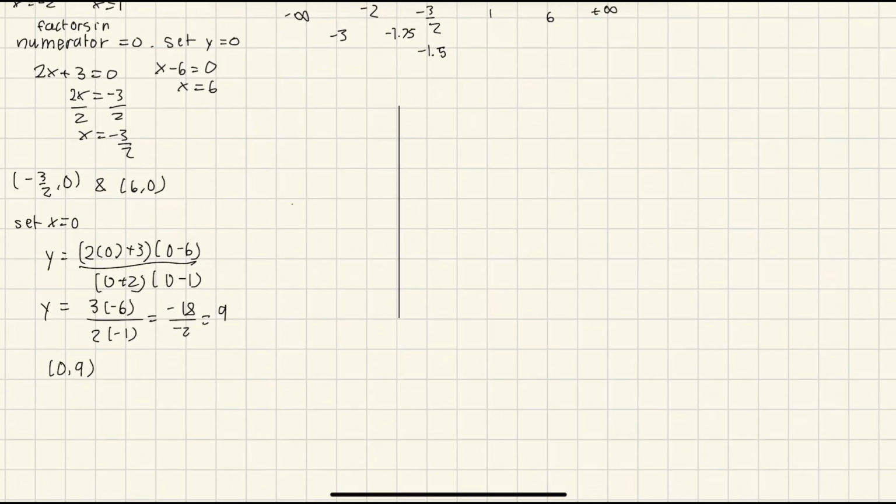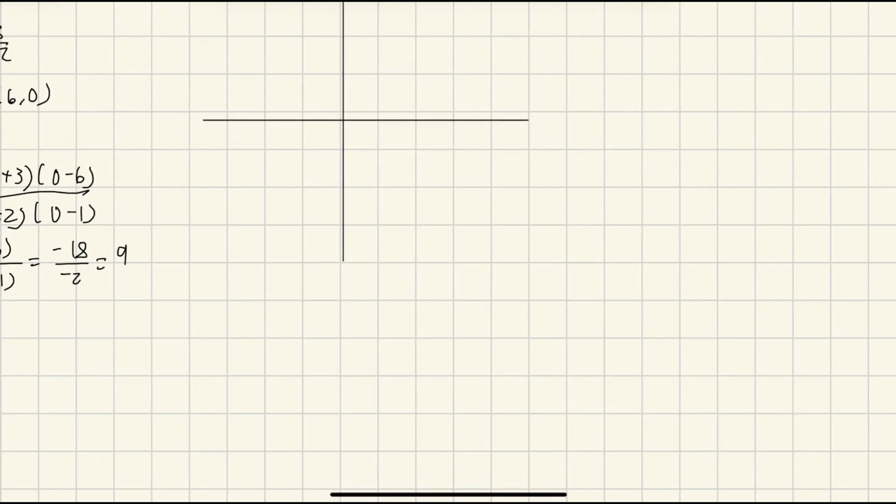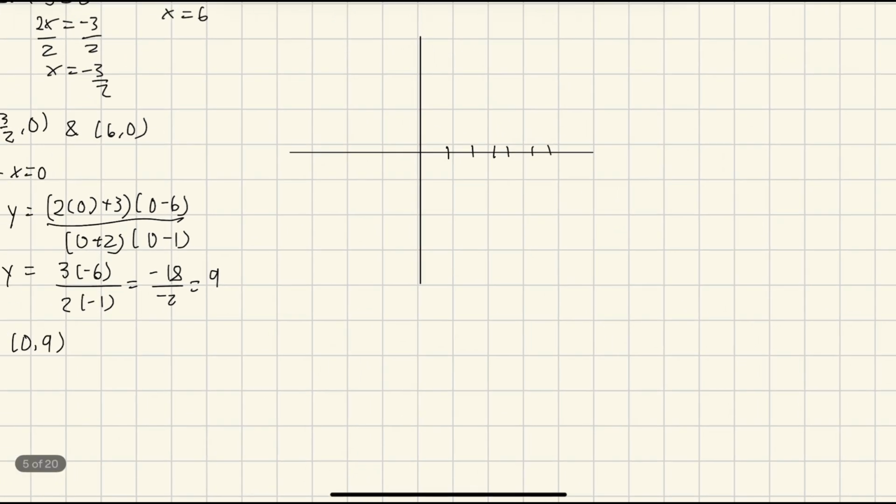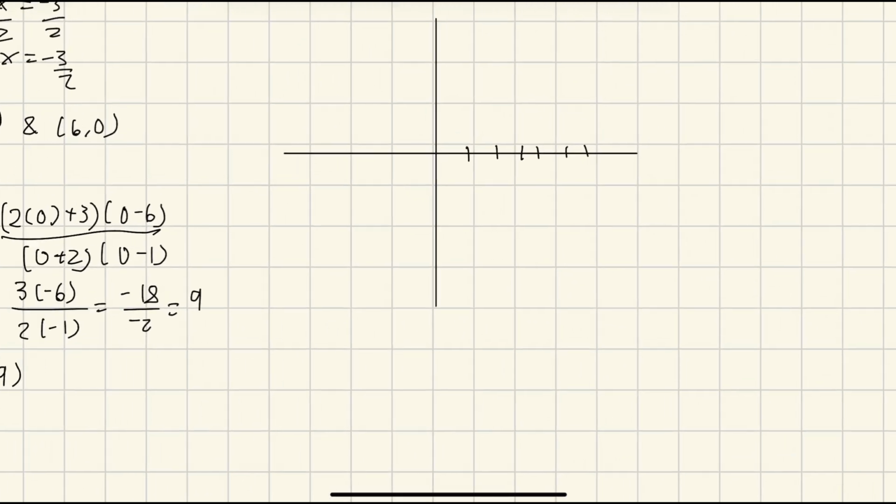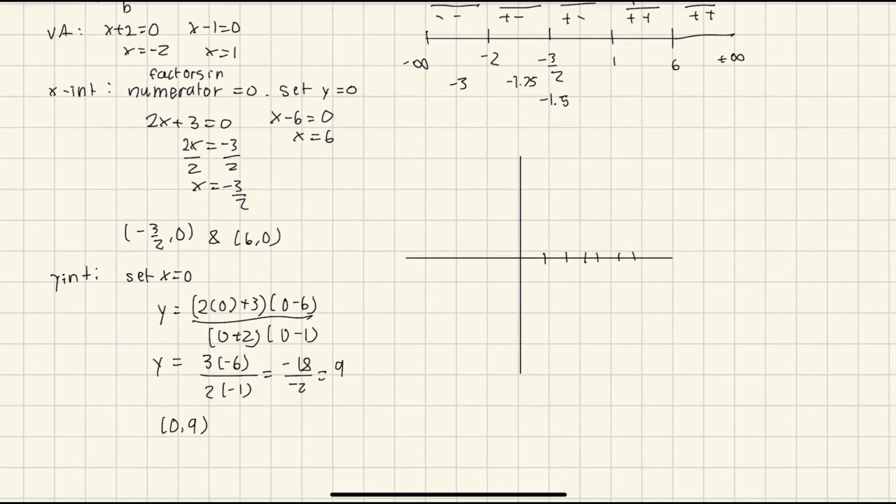To graph this, we're just going to mark things up. So what do we do first? Well, I guess we can start with our vertical asymptotes. We have a vertical asymptote at x is equal to 1, and also we have a vertical asymptote at x is equal to negative 2.